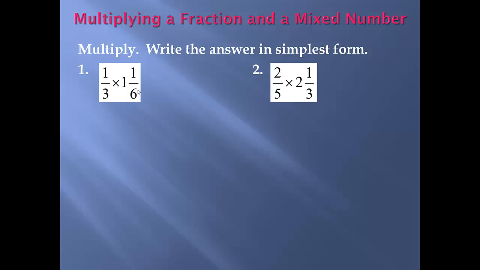The first thing we need to do is change 1 1/6 into an improper fraction. In order to do that, we would have 6 times 1, which is 6, plus 1 is 7. So this would be the same thing as 7/6. So we have 1/3 times 7/6. Now we can go ahead and multiply our numerators, so 1 times 7, and we'll multiply the denominators, 3 times 6.